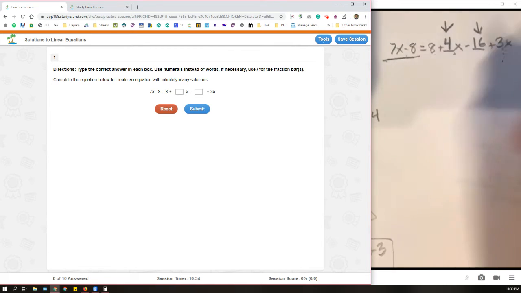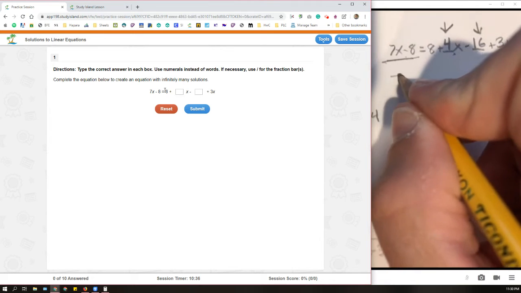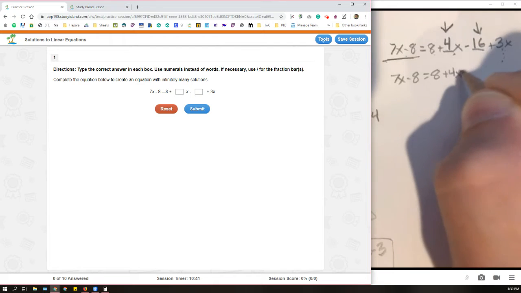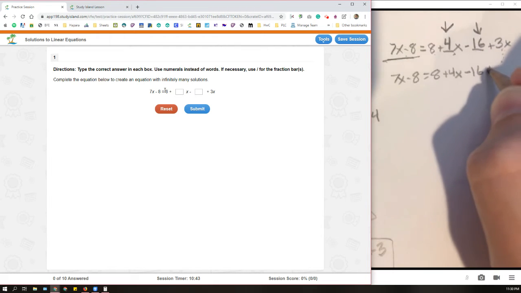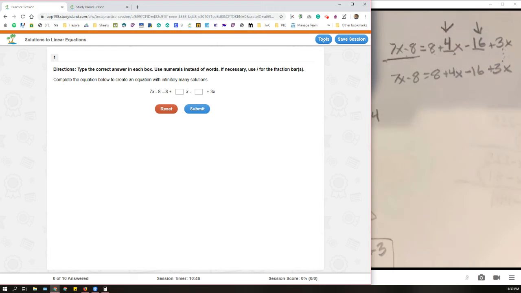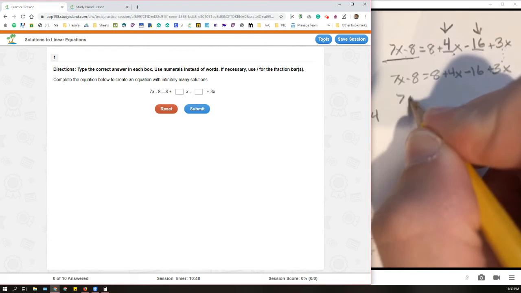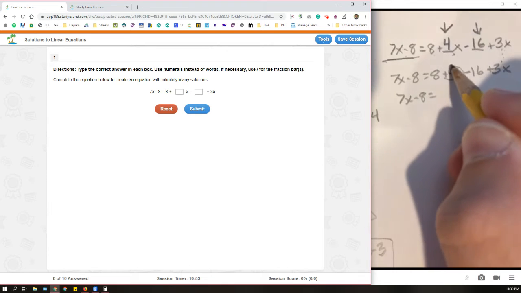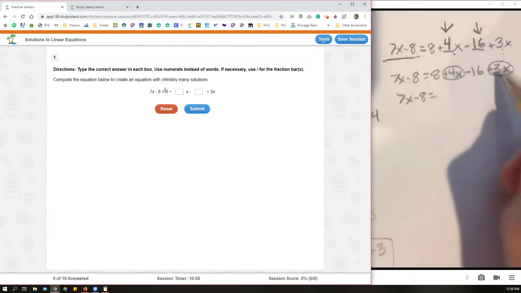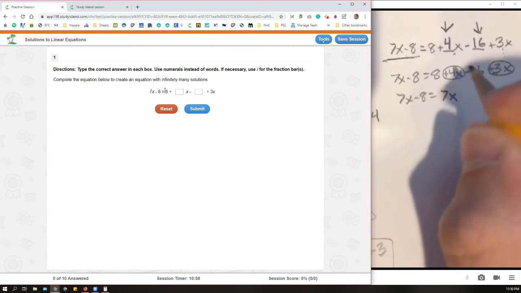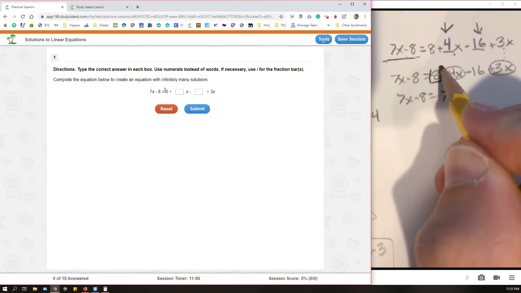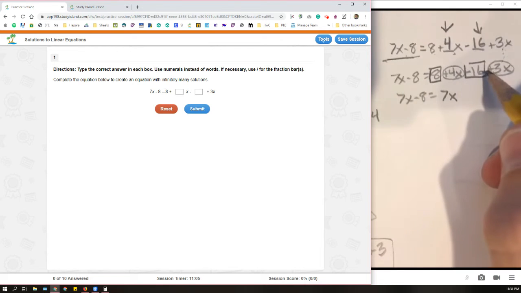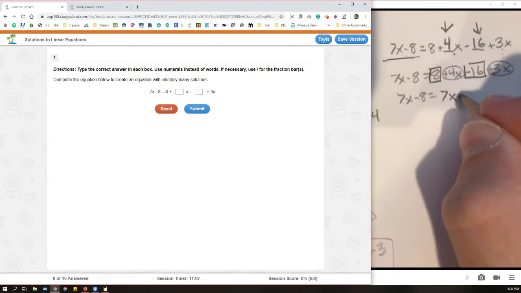So if I filled in those two numbers, this would be the equation. 7x minus 8 equals positive 8 plus 4x minus 16 plus 3x. If I were to solve this equation, I might say 7x minus 8 equals, and then I could combine my positive 4x with my positive 3x to make positive 7x. And then I could say 8 minus 16, I'm collecting those terms together now. 8 minus 16 is negative 8, so I write minus 8.